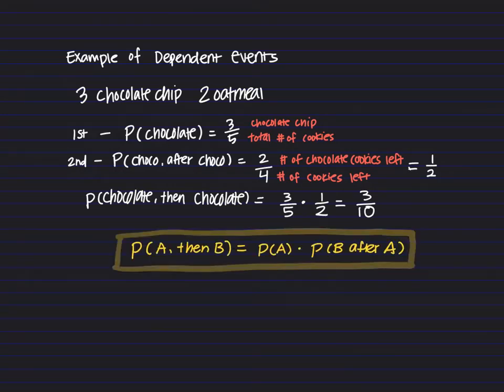So the equation for finding the probability of dependent events is: probability of A and then B equals the probability of A times the probability of B after that first event A happens.